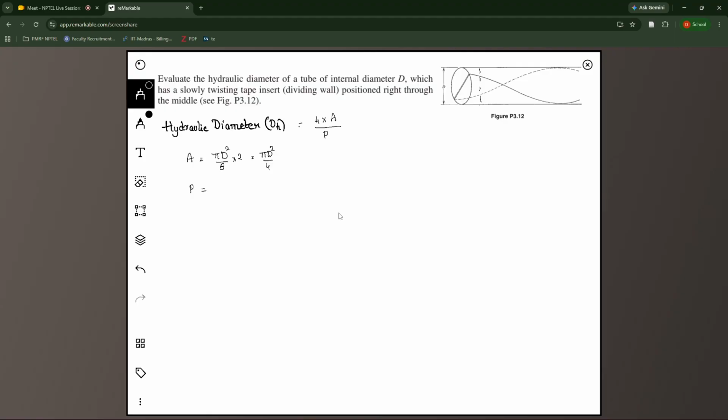So the normal perimeter is pi d plus, because I have a wall, the fluid is now touching two different surfaces on the left and right of this particular surface. So on the left side, the total length is going to be d, and on the right side also this is going to be d. So now I have this as my wetted perimeter. So from this I can calculate my hydraulic diameter.